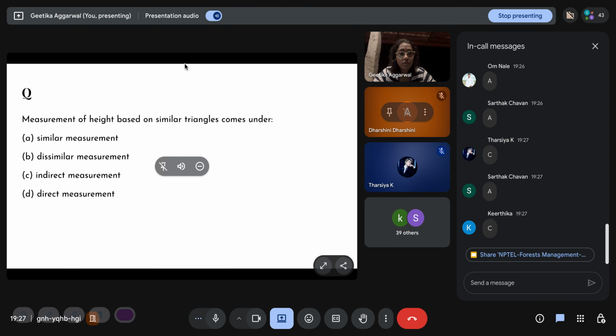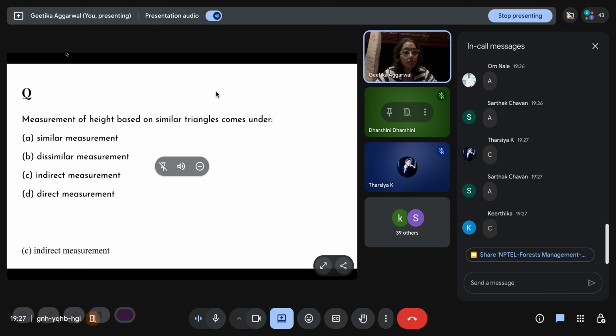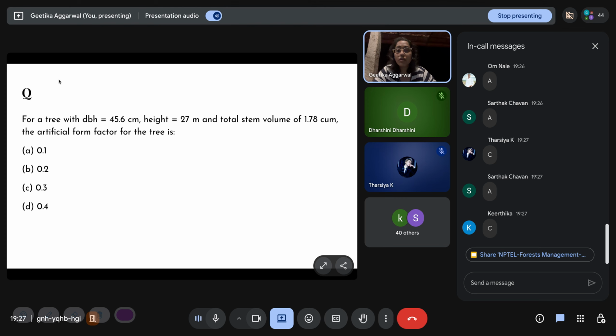C. So yeah, people who said C are correct. There are two ways of measuring height, indirect and direct. Direct ways are using a direct rod or climbing the tree and measuring it. Indirect is using trigonometry or similar triangles. It's not similar measurement. Okay, moving on.